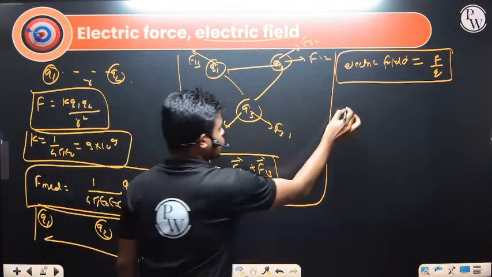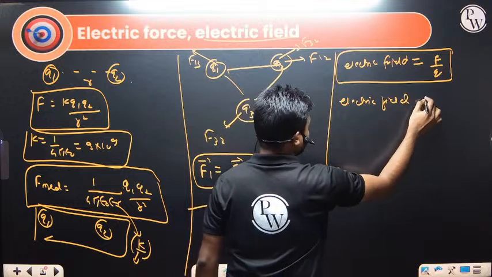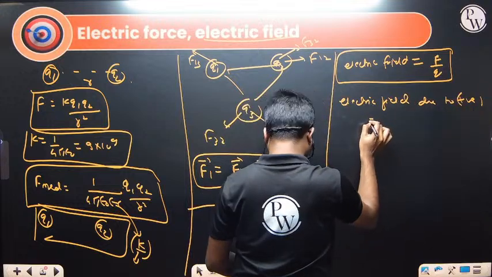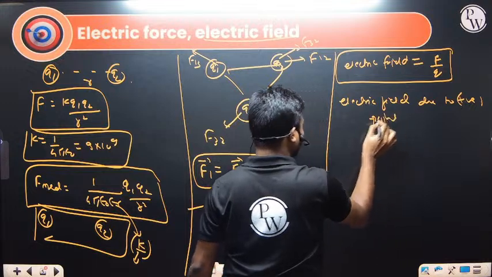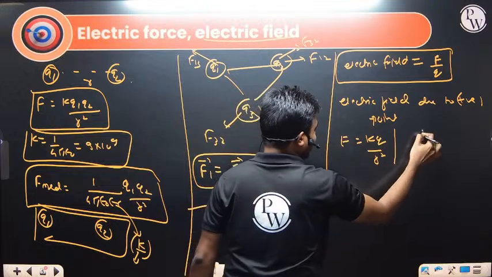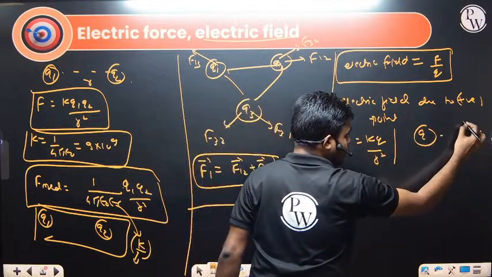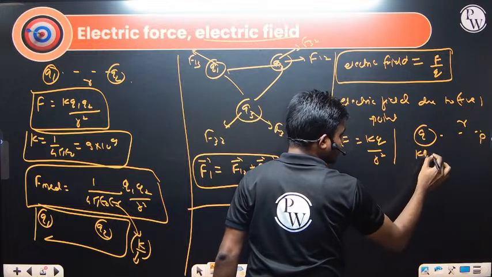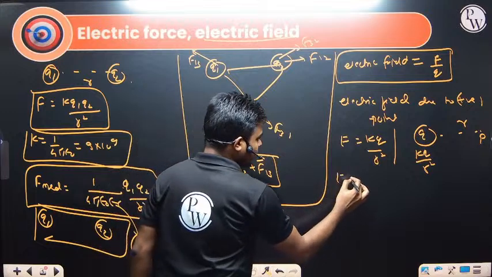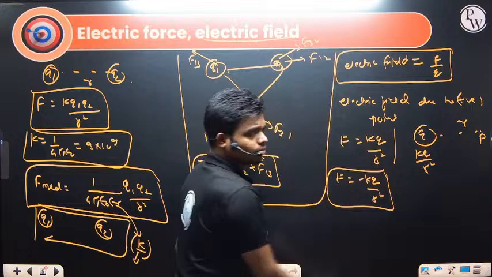So electric field due to a point charge, due to a positive point charge, is given by kq divided by r square, where q is the charge and r is the distance of the point we want to calculate. So this will be kq divided by r square. If it is a negative charge, E is equal to minus kq divided by r square.